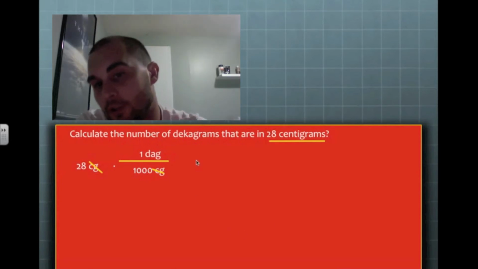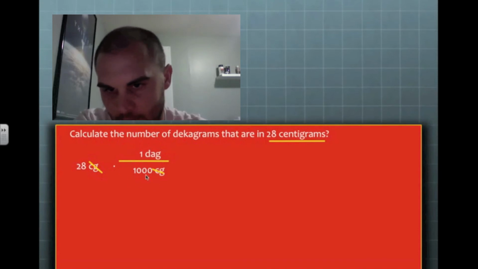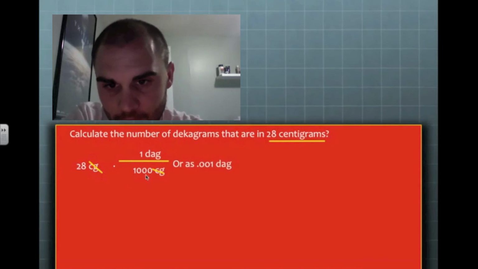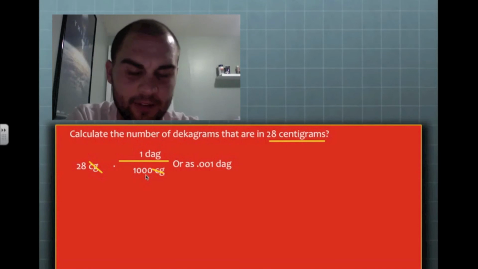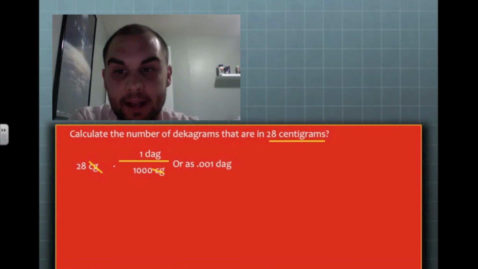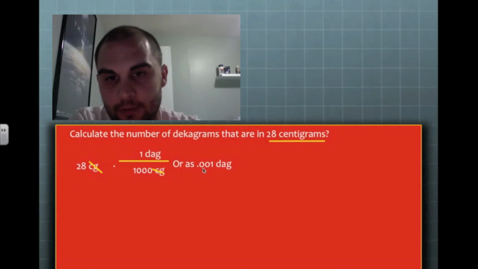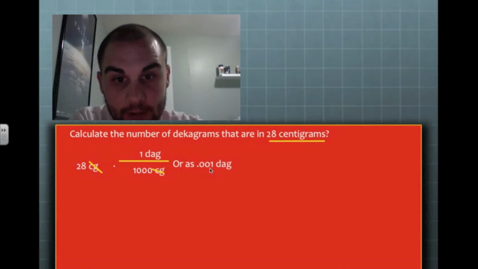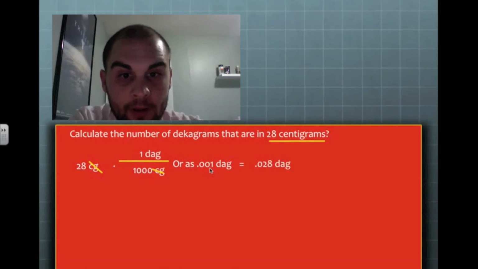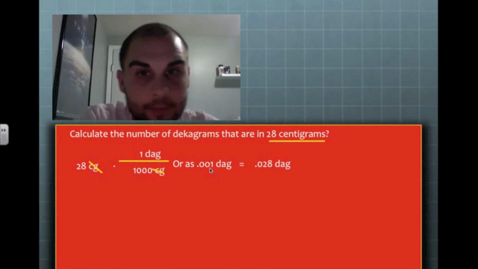The next thing I'm going to do is change this fraction to a decimal so it's easier to work in a calculator. When I change that fraction to a decimal, it's 0.001 decagram. So I'm going to take 28 times 0.001 decagram. When I do that, I'm left with 0.028 decagrams. Okay?